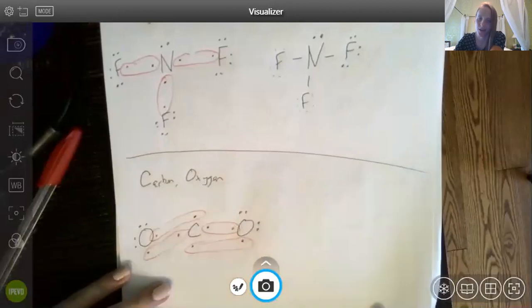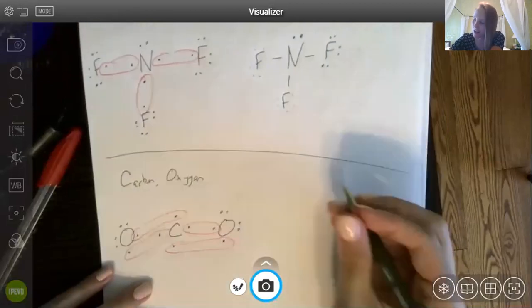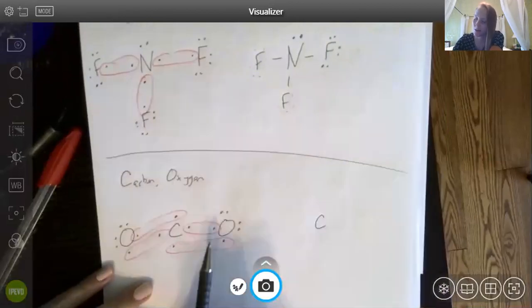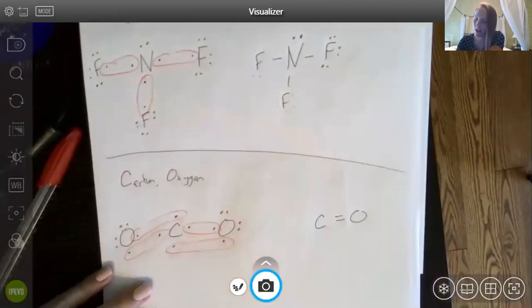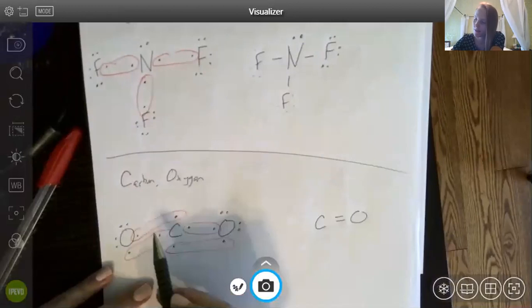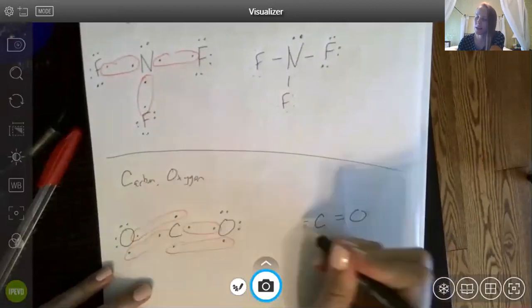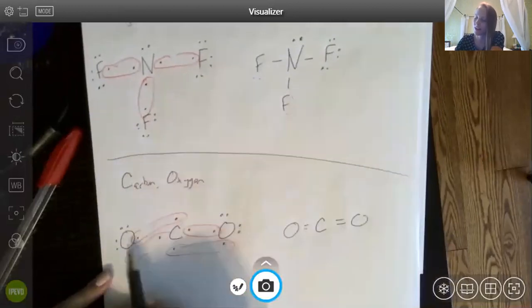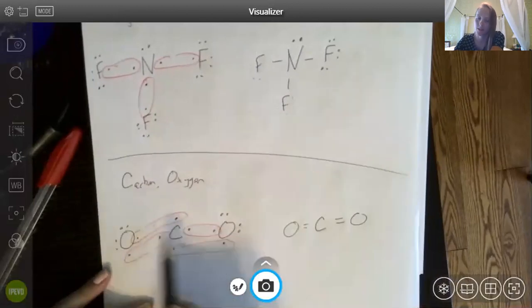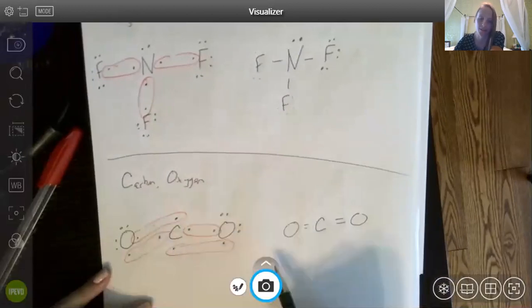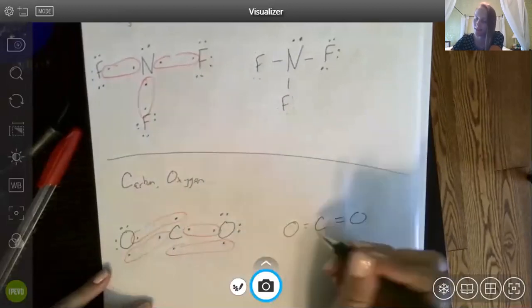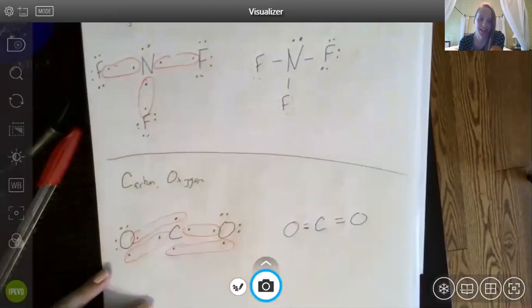And now to draw the structural diagram for this, I have the carbon in the middle. It has 1, 2, so a double bond to each oxygen. And so now I have my oxygen, my carbon, my oxygen, a double bond between each. And my central carbon atom has no pairs of electrons, so I don't have to draw any of them in. So that would be my final answer.